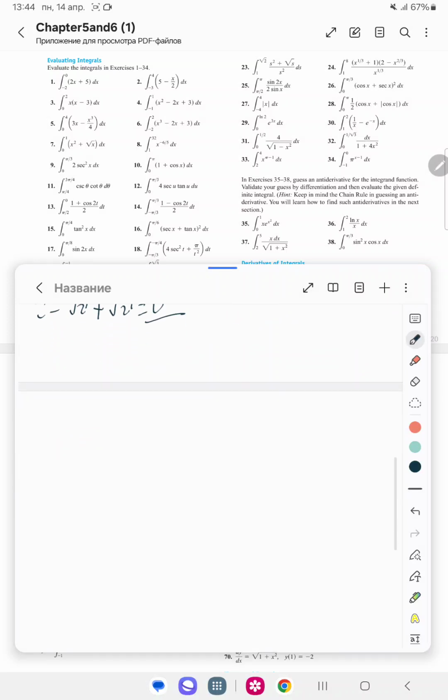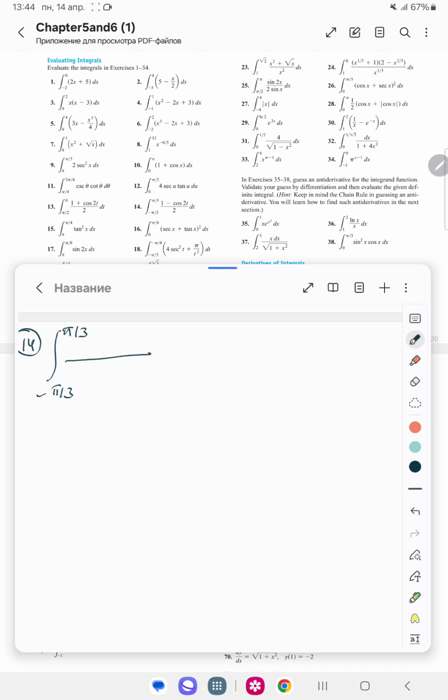Now let's do something a little bit complex. It's not that much complex. For example, 14. From minus pi over 3 till pi over 3, find the integral of 1 over 1 minus cosine 2t over 2, dt.